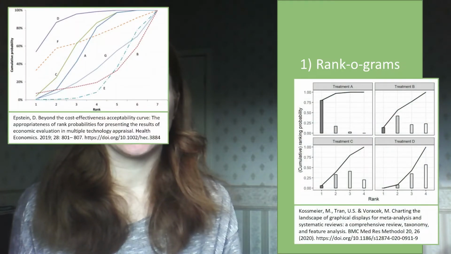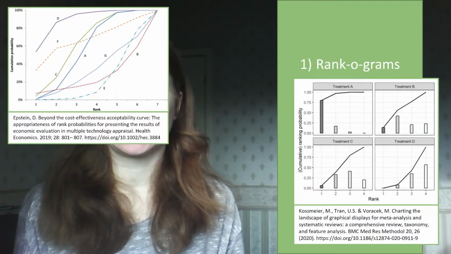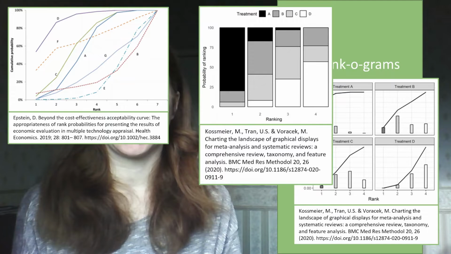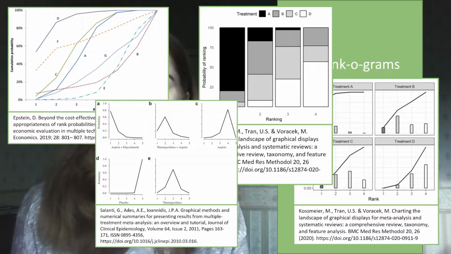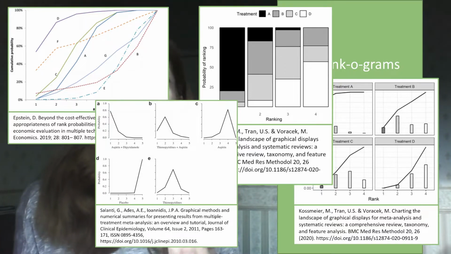They can present the results on the same or separate axes, can use lines or bars, and can present absolute or cumulative probabilities. Cumulative rank-grams are also known as SUCRA plots due to their direct relation to the SUCRA statistic by definition. Generally, rank-grams were found to provide informative, balanced summaries of the distribution of ranks. However, some people have stated that comparing treatments can become difficult.